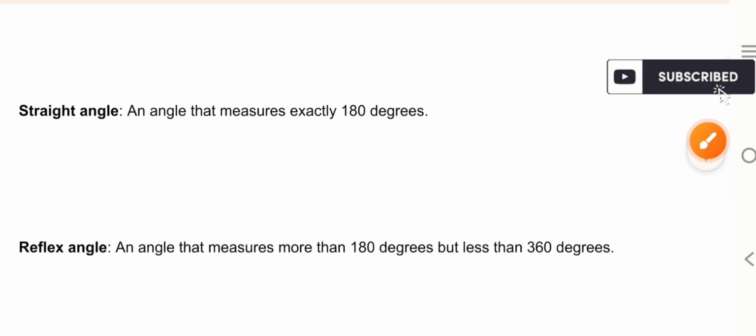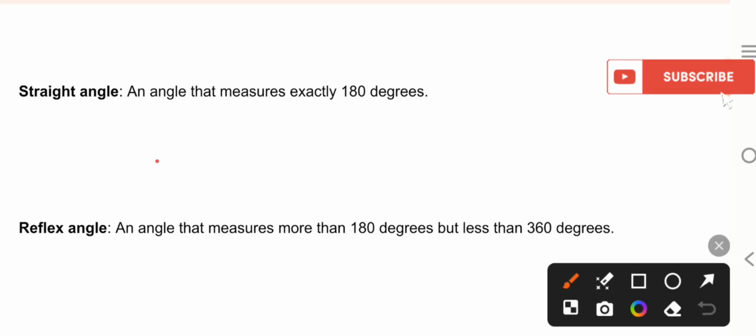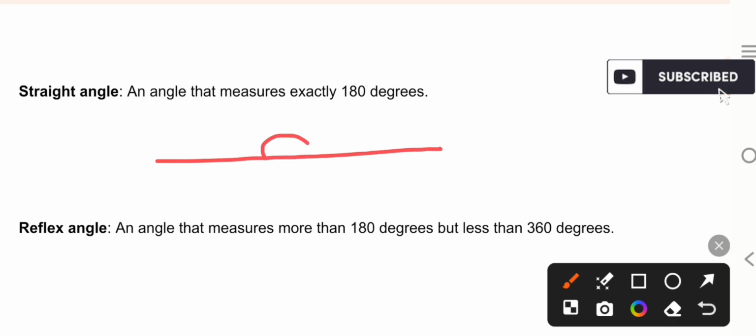Next one is straight angle. An angle that measures exactly 180 degree. So an angle that measures exactly 180 degree is said to be a straight angle. It is always a straight line.